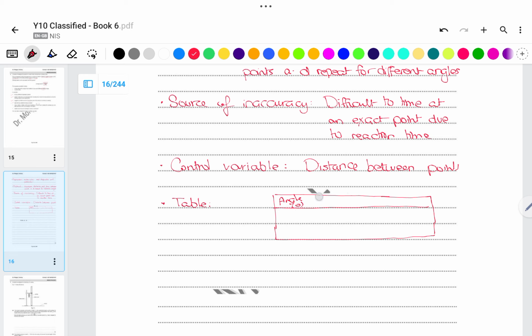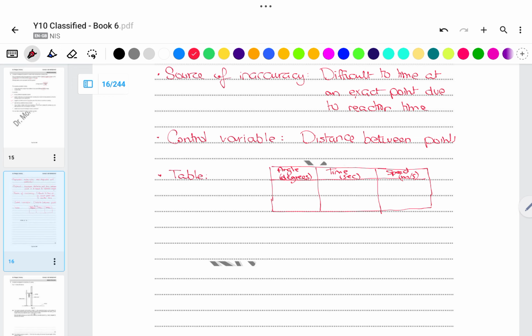Or I can just make it more clear. Okay. So the angle in degrees. And I'll be measuring the time in seconds. And eventually I'll get the speed in meters per second. My distance is the control, so I already have that.